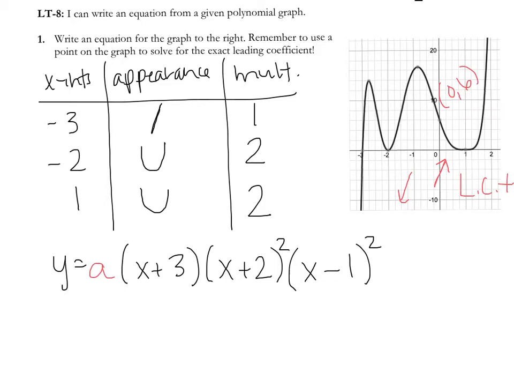Now remember, the whole idea behind an equation is that it's supposed to describe the relationship between x and y for any point on the graph. So in particular, if I plug in 0 for the x and 6 for the y, I better have a true equation, and then I'll be able to solve it for A. So let's do that. Let's put in 6 as my y value, and let's put in 0 as my x value.